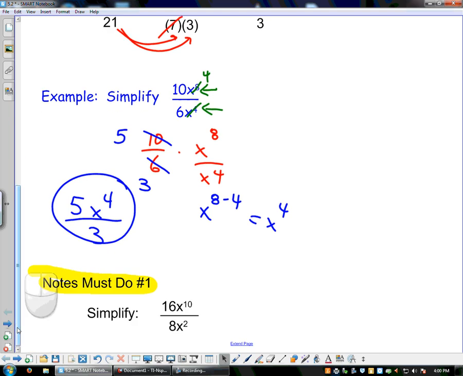Okay, so your first must do for your notes is to simplify 16x to the 10th divided by 8x to the 2nd. Okay, so go ahead and put that in your notes, and when you are done with that, restart the video.